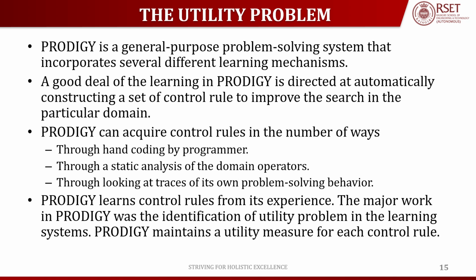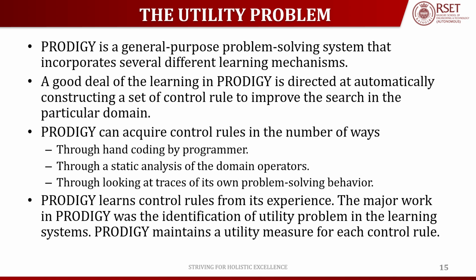Prodigy can acquire control rules in a number of ways, mainly through three methods: hand coding by a programmer, through a statistical analysis of the domain operators, or through looking at traces of its own problem solving behavior. So Prodigy learns control rules from its experience. The major work in Prodigy was the identification of the utility problem in the learning system. It maintains a utility measure for each control rule.